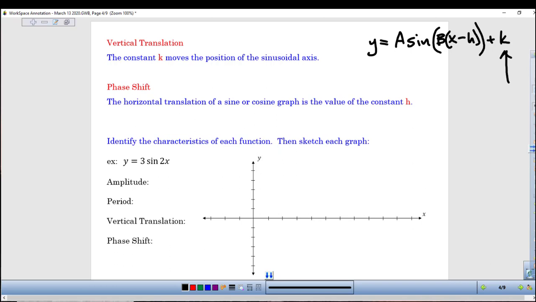And then the last transformation that we'll explore a little bit later is the phase shift. So this is the horizontal translation. Instead of starting the cycle at the y-axis, in the case of sine, it would start from 0 and go up. In the case of cosine, it would start at the maximum at 1 and go down. Now we can move where that starting point is to the left or to the right.